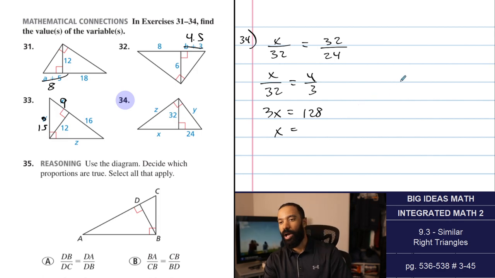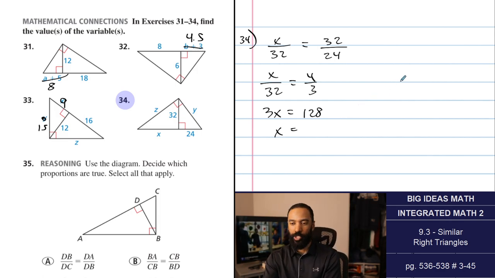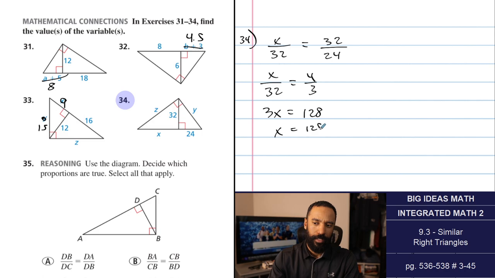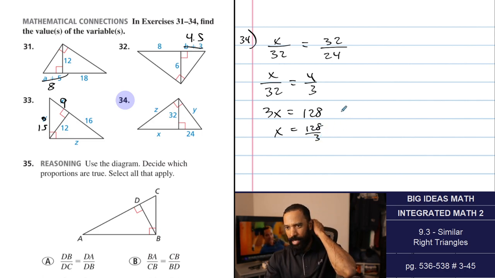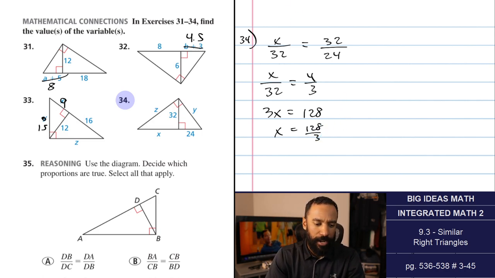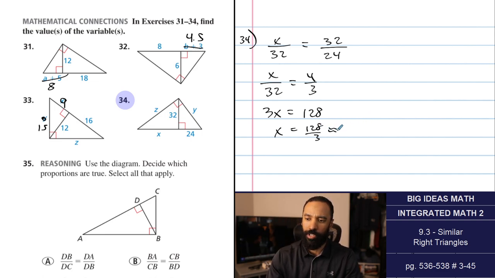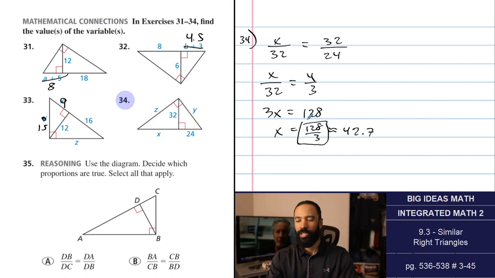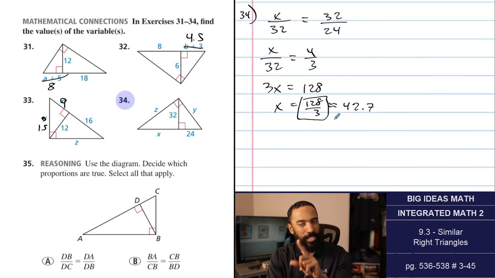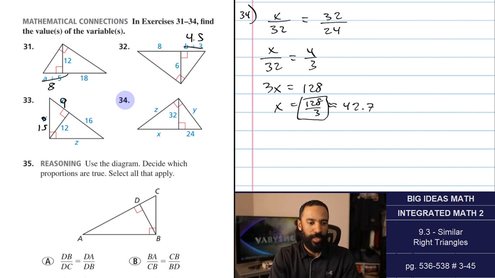Well, that's a shame. 128 over 3. Okay, I did not really anticipate getting something there so big. Let's just make sure that calculation is as unpretty as I wanted it to be. So it's about 42.6, you know, whatever. So 42.7. Okay, well, there's X. In case I want to use the 42.7, but I don't want to use a rounded value, so be careful not to do that.